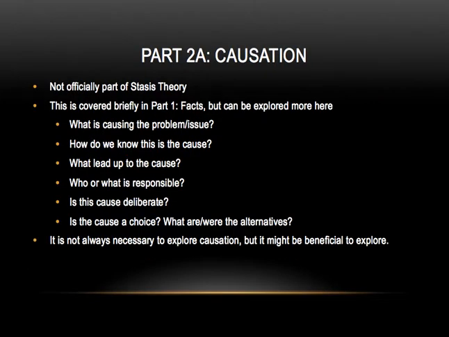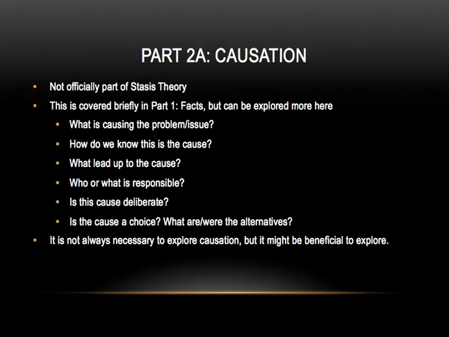Now, part 2A is causation. I'm calling it part 2A. I would really call it part 3 in class and break stasis theory into 5 parts. But not every issue has a cause, and so that's why it's not really part of it. Part 1 talked about cause a little bit, but you can break it down even further. How do we know it's the cause? What led up to the cause? Who's responsible? Is it deliberate? Was it a choice? Are there alternatives if it was a choice?